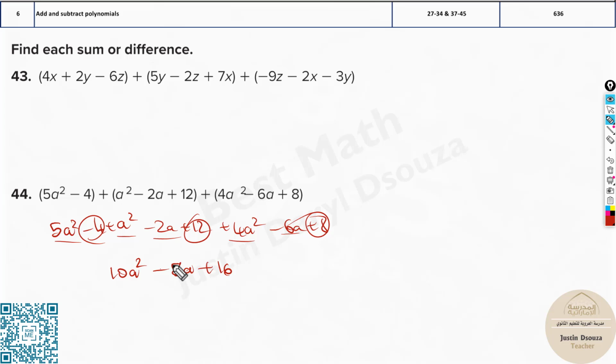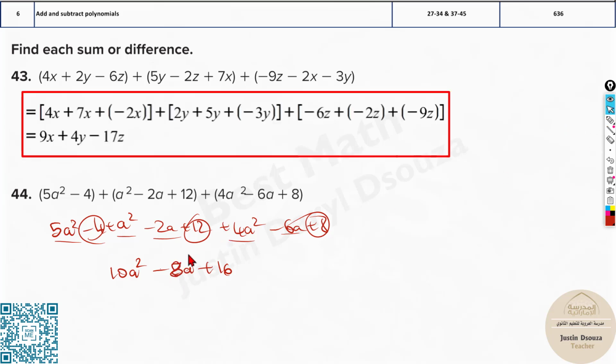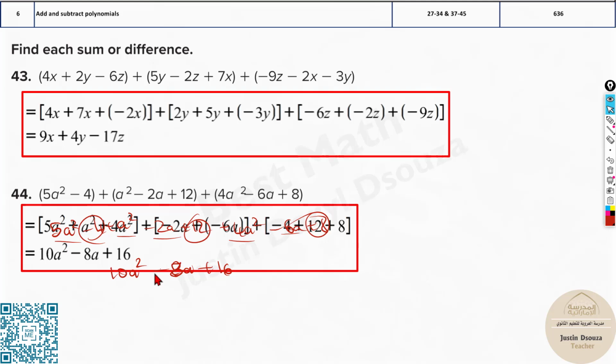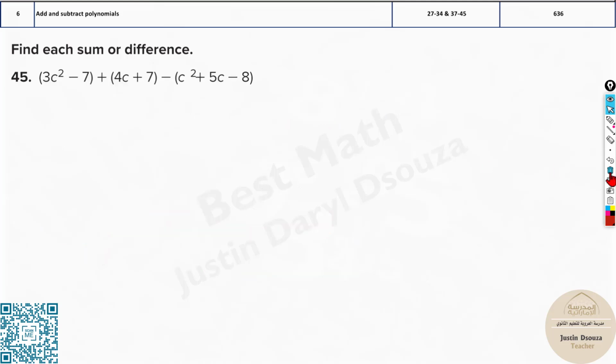So that's the answer. This is 8 and 16. So we can leave it over there. You don't need to simplify, I believe. Yeah, that's it. That is the answer. Even over here, you can easily multiply the signs and solve them up. Last one, let's quickly do this one.